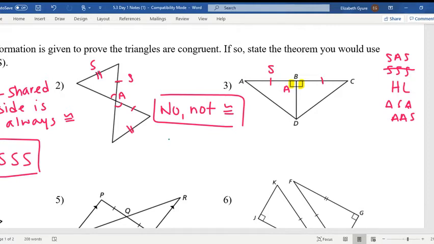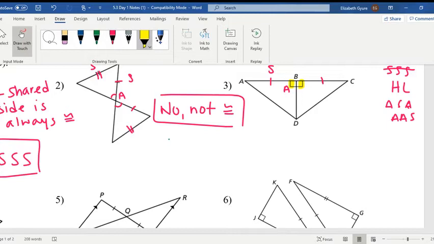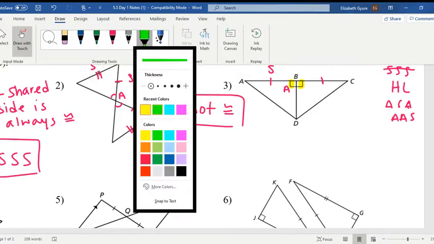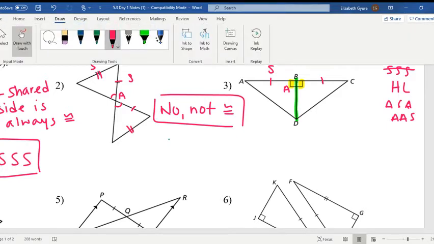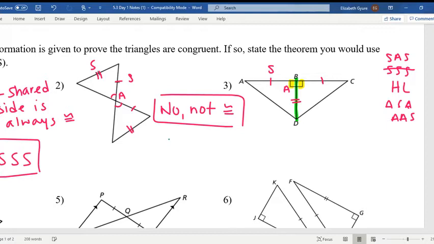Yeah, we have a shared side here. These two triangles are connected on line BD. That is our shared side, and our shared side is always congruent. So there is our other set of sides. Now, if you take a look, which theorem do you think this is? Yeah, SAS.